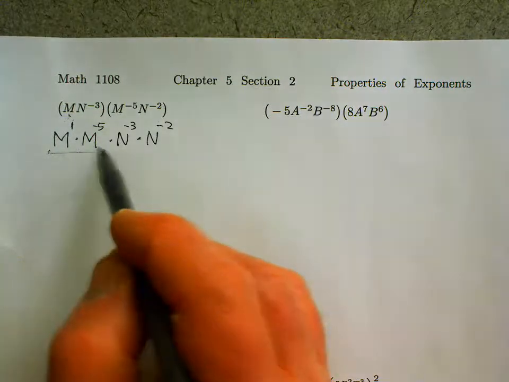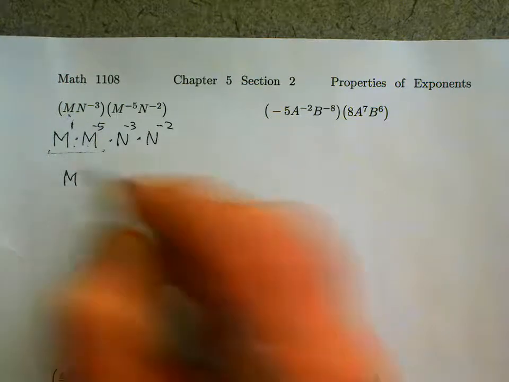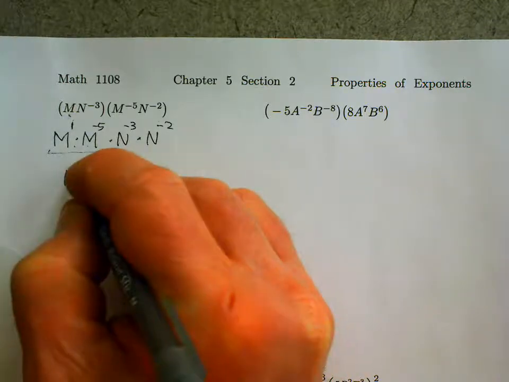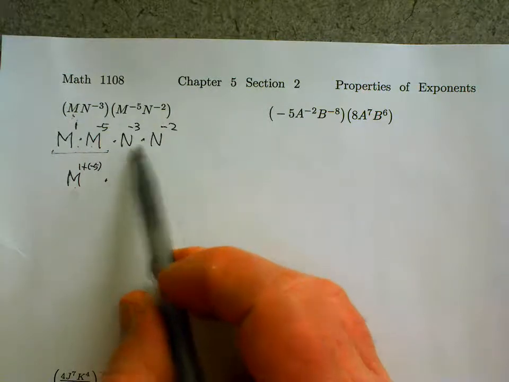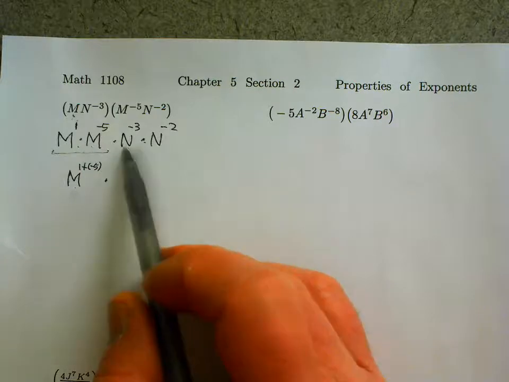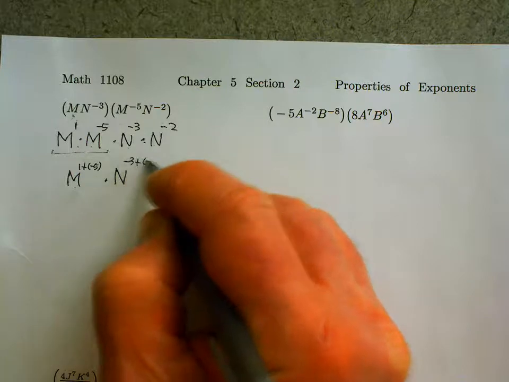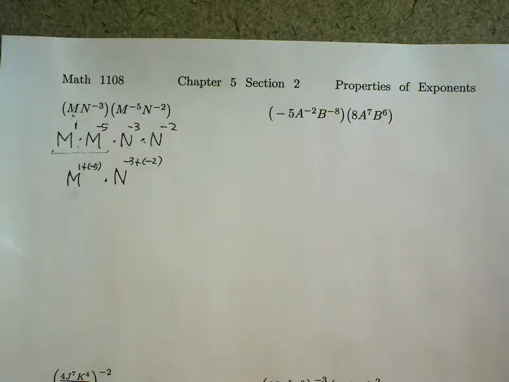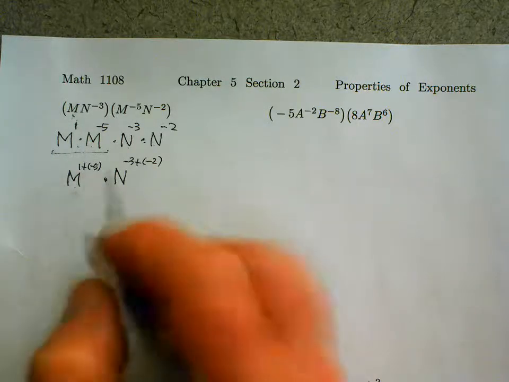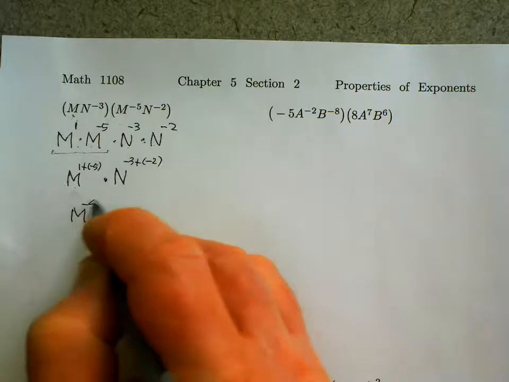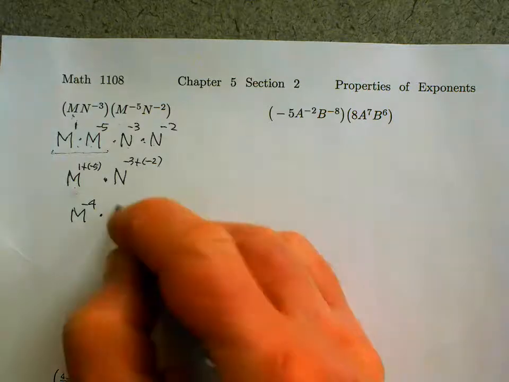Then we can simplify m to the first times m to the negative 5 by adding the exponents. So we get m to the 1 plus negative 5. And then we have two factors with a base n, so we can write that as n to the negative 3 plus negative 2. Now we're just a couple of steps away. M to the 1 plus negative 5 is m to the negative 4. And n to the negative 3 plus negative 2 is n to the negative 5.